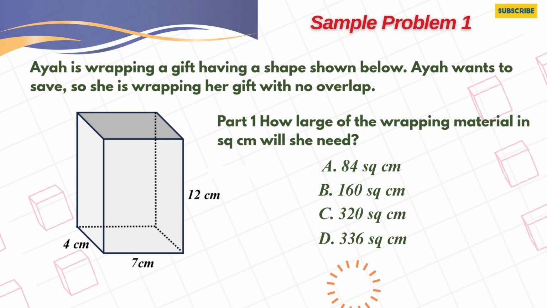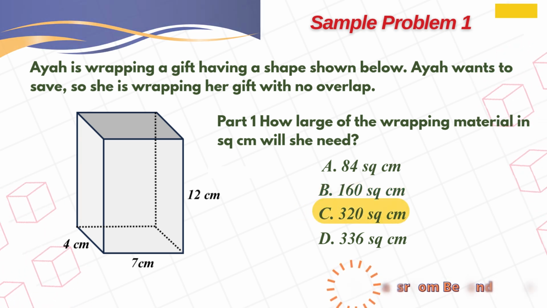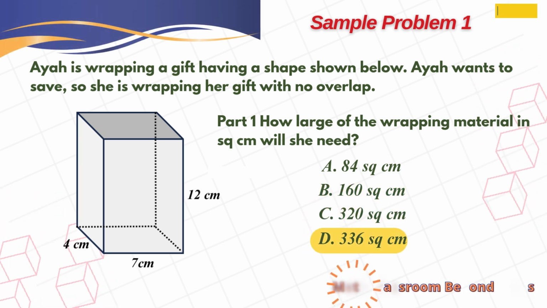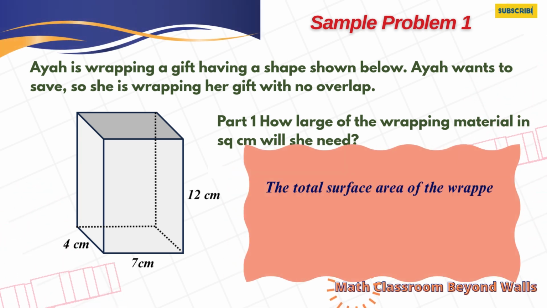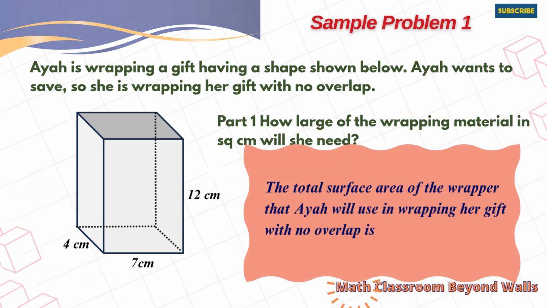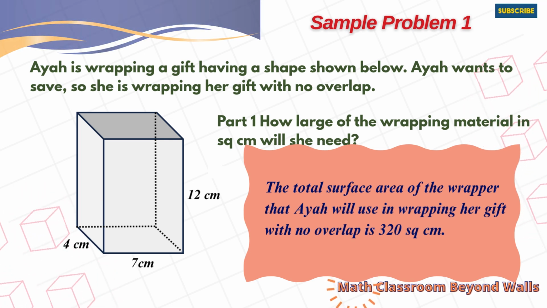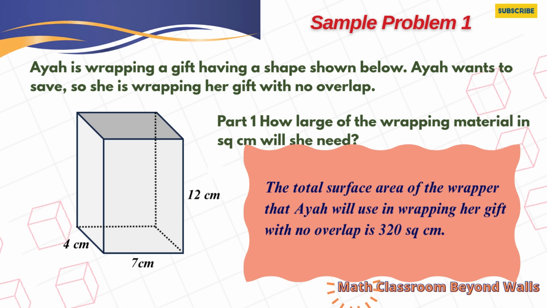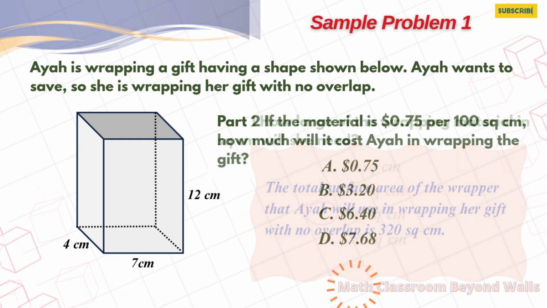So what is our answer, learners? Is it option A, option B, option C, or option D? Okay, so the answer is option C. So the total surface area of the material that Aya will use in wrapping her gift with no overlap is 320 square centimeters. That was easy. Okay, so we move on to part 2.